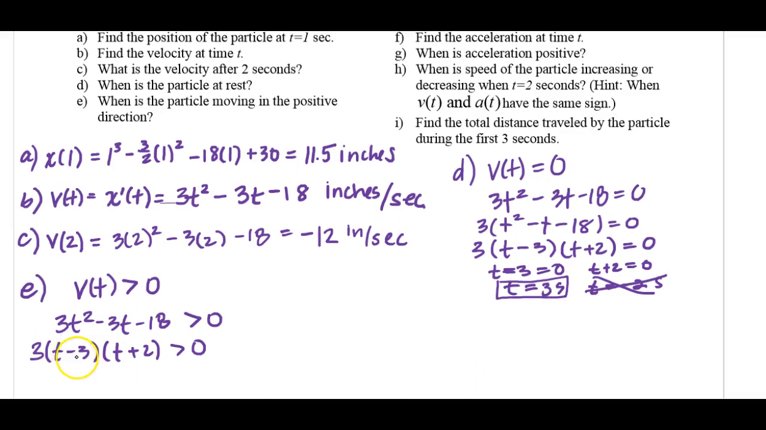So what we just did was we found the x-intercepts. So if I were to graph this function, I know that one of the x-intercepts is negative 2 and the other is 3. And I know that the y-intercept is negative 18.